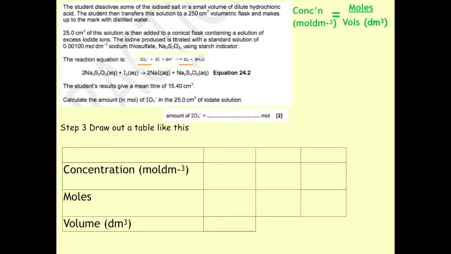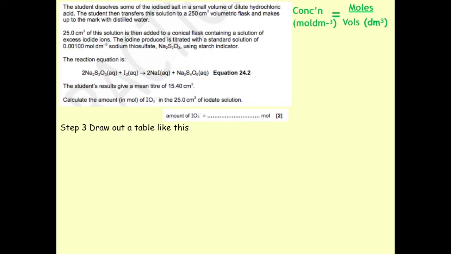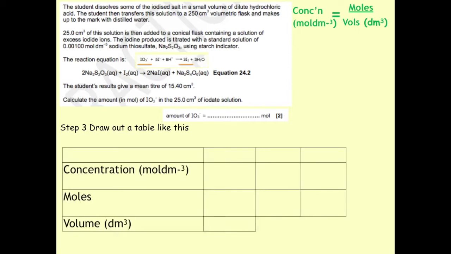It says the student dissolves some of the iodized salt in a small volume of dilute hydrochloric acid. Well, that wasn't one of the things we underlined, so we're not going to worry about hydrochloric acid. You then transfer this to a 250 centimetre volumetric flask and make up to the mark with distilled water. That's not going to help us either. 25 of this solution is added to a flask containing a solution of excess iodide ions. So that's going to be the iodine. Okay, so we're going to put that into iodine in a moment.